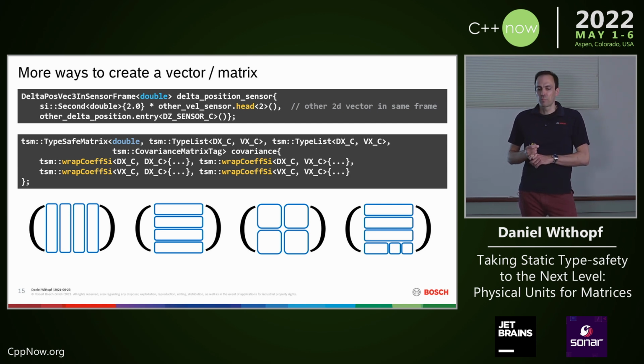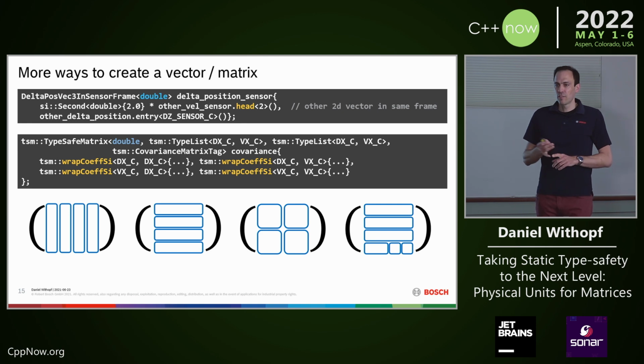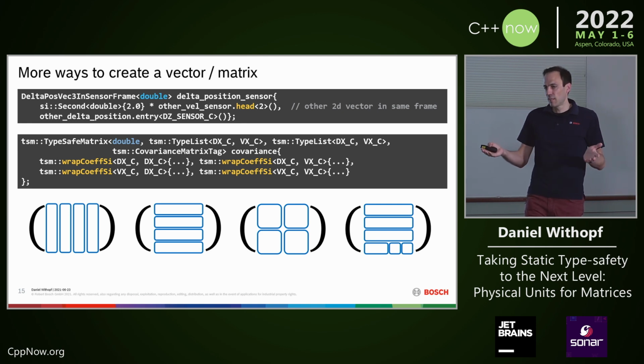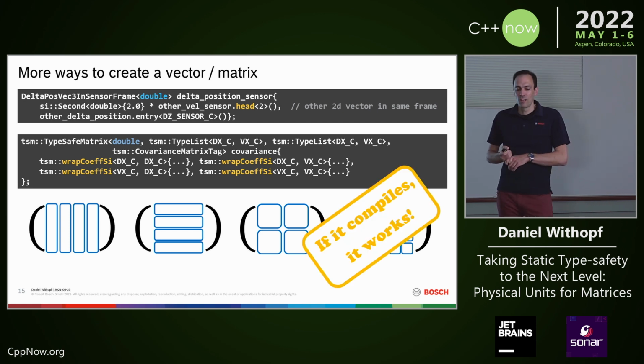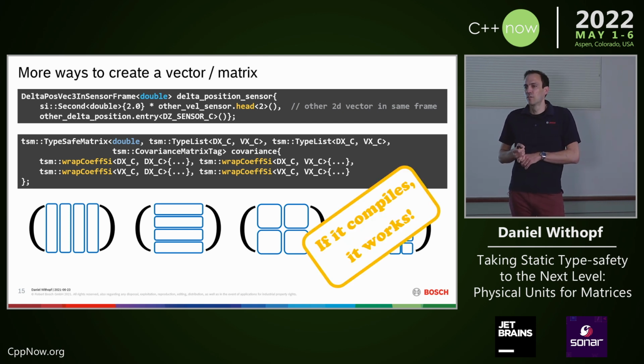Because this is checked by the library, I always know what the order is supposed to be of the entries in my vector or matrix. I can check this, and if it's not true, the user gets a static assertion, and this enables what I mentioned earlier. If it compiles, it works.